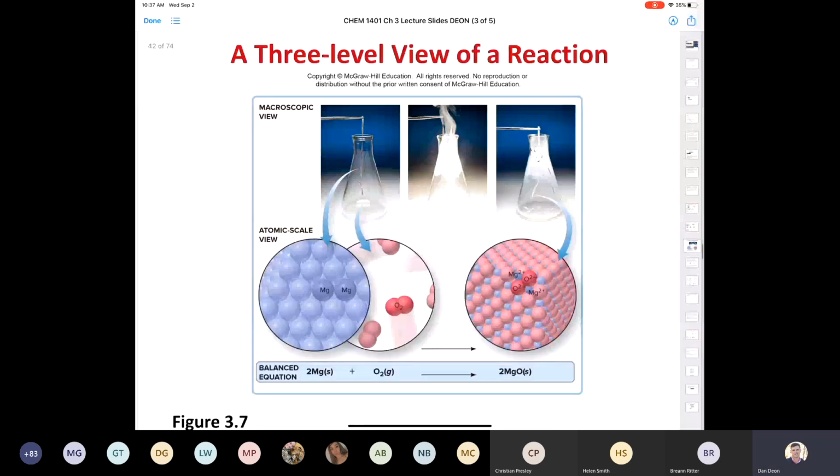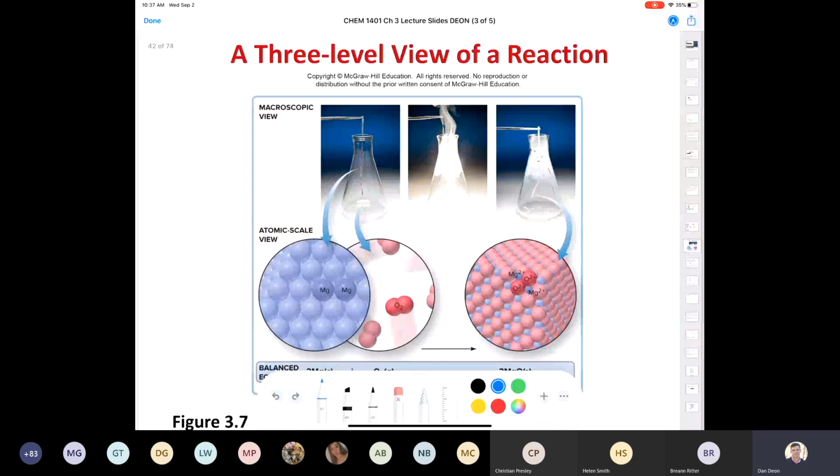So a 3-level view of a reaction. Here's a reaction between magnesium and oxygen. I'm sure there's somebody listening to my voice right now who's tried this reaction. So magnesium undergoes combustion in oxygen to make magnesium oxide, and it produces a really bright flame. It's so bright that you shouldn't even look directly at it.